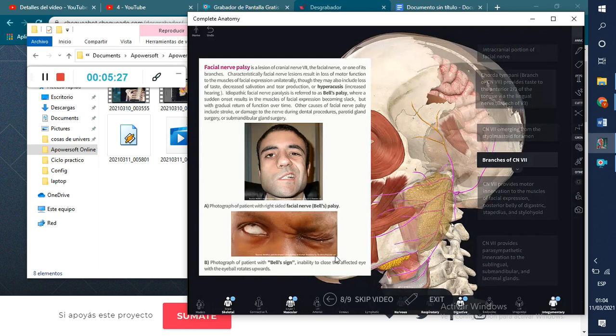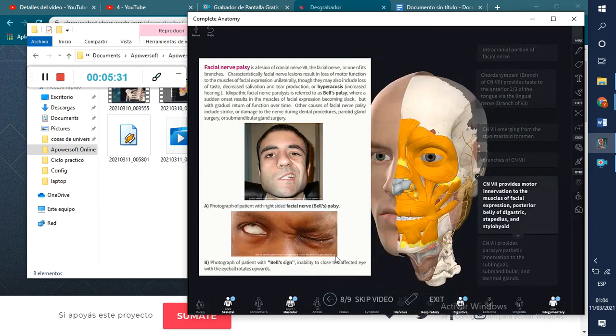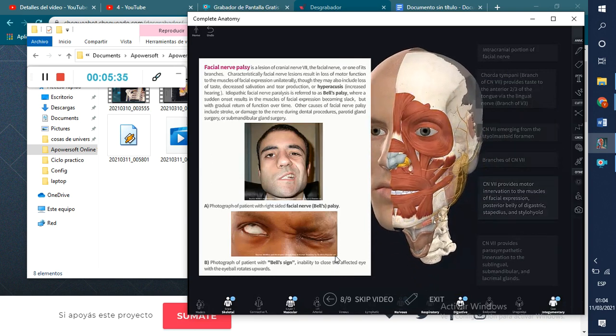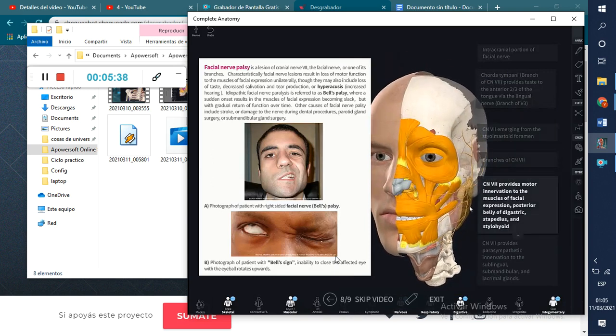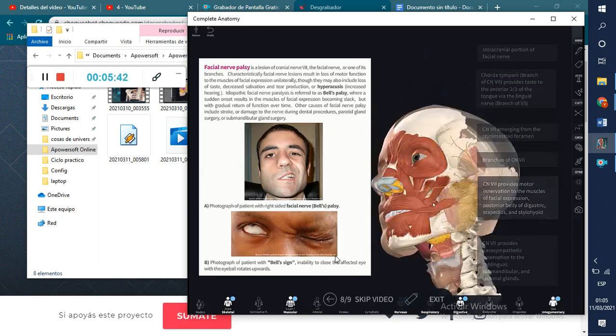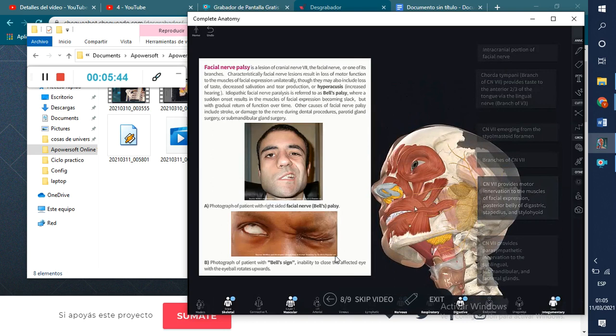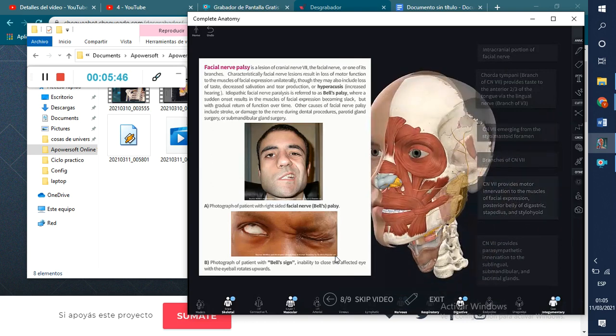They mainly go to the platysma. Okay? So the facial nerve will provide motor innervation to the muscles of facial expression. In addition to that, also to the posterior digastric, the stapedius, which is a tiny little muscle in the inner ear, and the stylohyoid, which, as the name implies, goes from the styloid process to the hyoid bone.